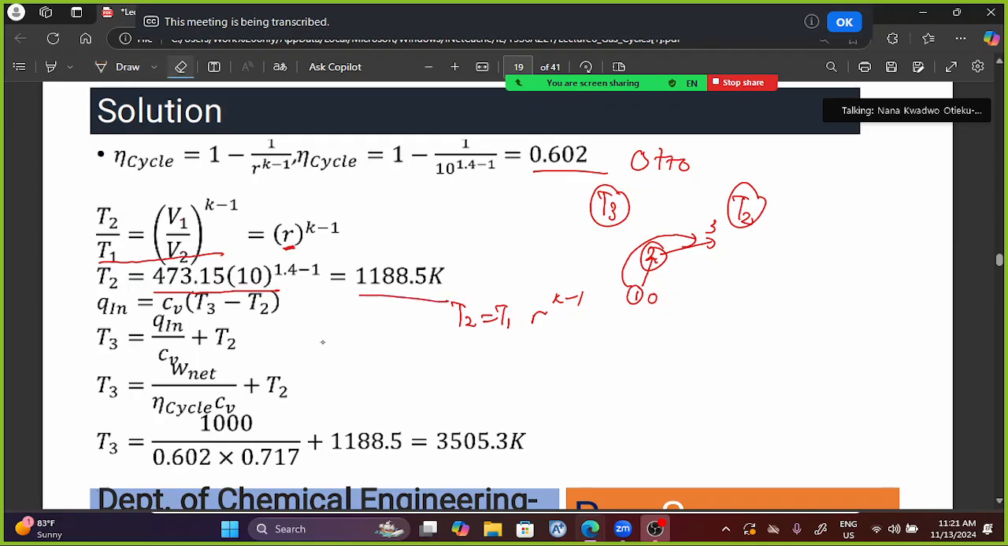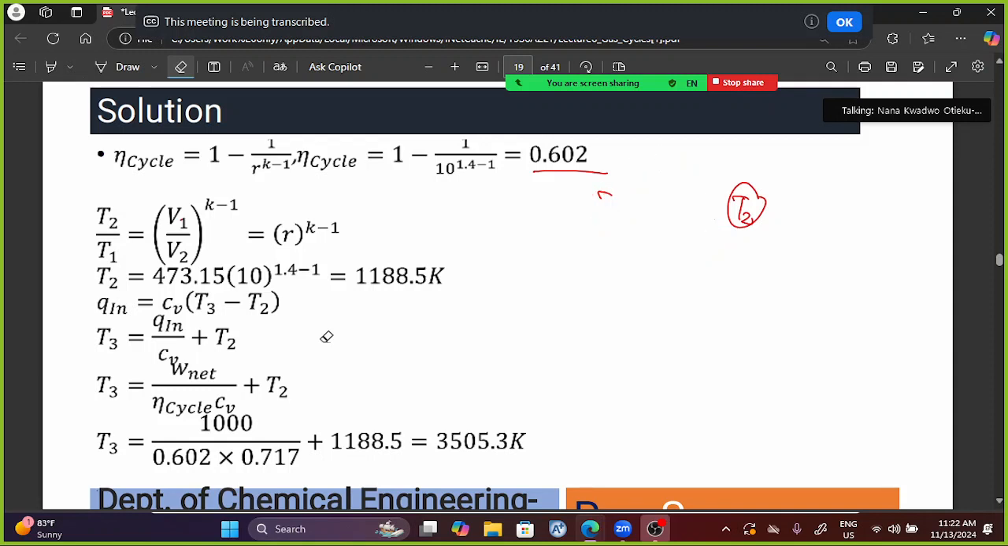Now we can relate T2 to T3. Now that we have T2, we can relate it to T3. And we know that from 2 to 3, we have heat being added. That's where heat was being added. So we can say that our Q in is equal to CV (T3 minus T2). We've already proved that, right?